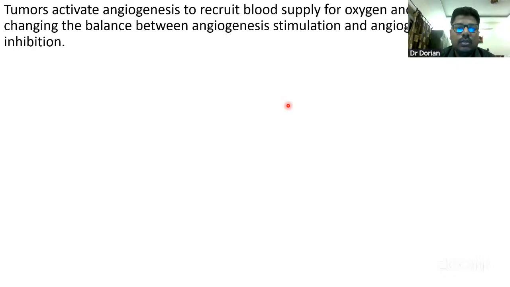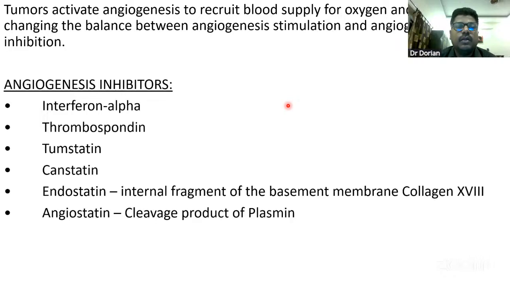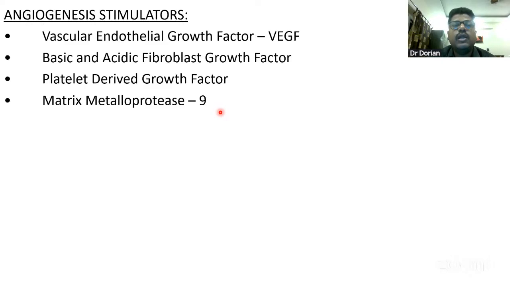The next hallmark of cancer is angiogenesis. Tumors activate angiogenesis to recruit blood supply. Angiogenesis happens because of disruption of the balance between angiogenesis stimulation and angiogenesis inhibition. These are the angiogenesis inhibitors given in Sabiston: interferon alpha, thrombospondin, tumstatin, canstatin, endostatin, angiostatin. Angiogenesis stimulators include vascular endothelial growth factor, basic and acidic fibroblast growth factor, platelet-derived growth factor, and matrix metalloprotease 9.